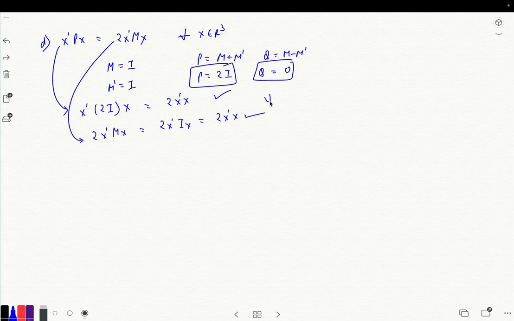So this is satisfying, because we are getting twice of x transpose x here also and twice of x transpose x here also. Okay, so you can just try this, or you can again take a random matrix like I have done for option C. You will find P, you will find M, and check for x, just solve it and see whether they are equal or not. For now we have taken the identity matrix and it is successfully satisfying it. Okay, so option D is correct.